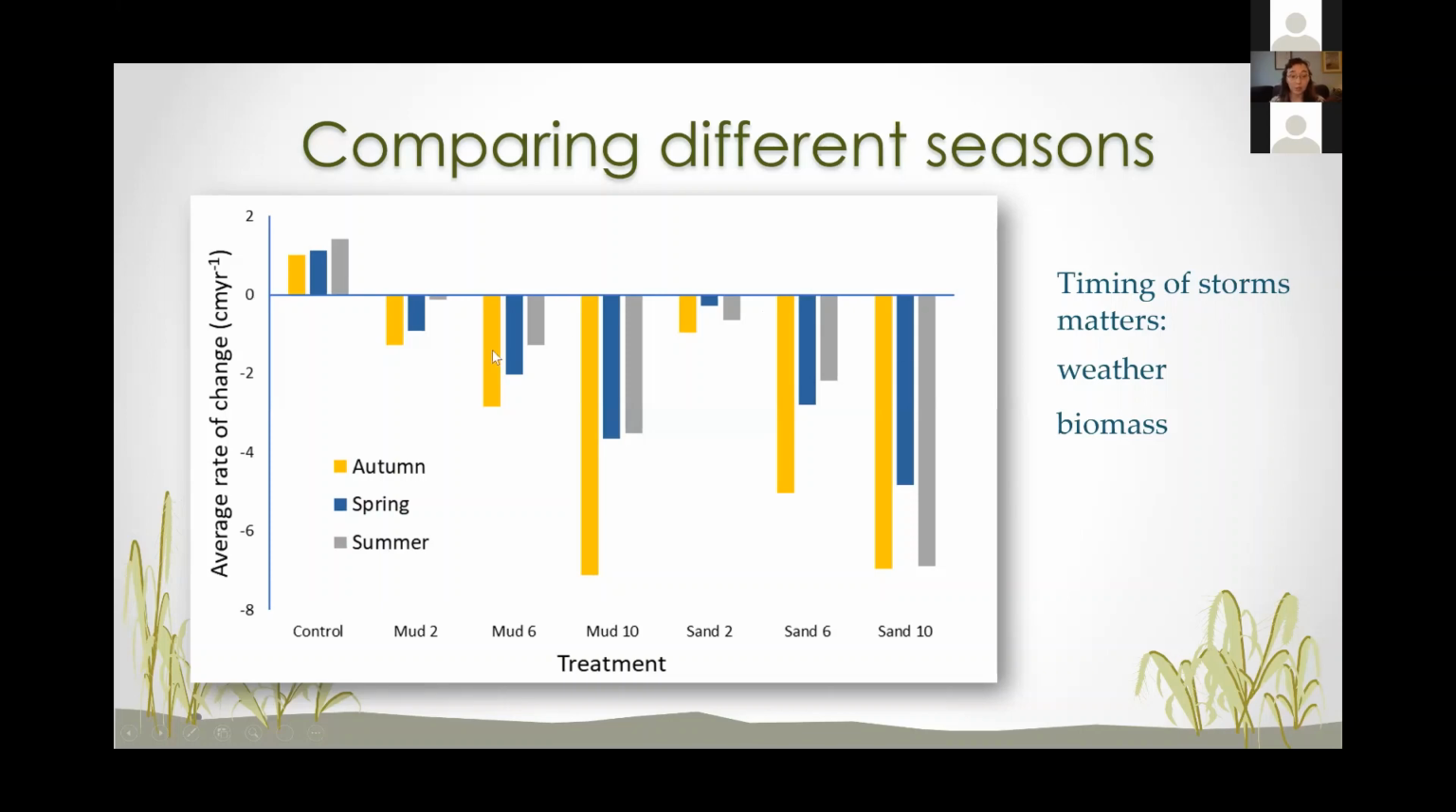And that is presumably due to 2 things. The autumn deposition had winter weather immediately after the deposition, and had the least biomass. In the summer, you have mostly nicer weather and significantly more biomass.